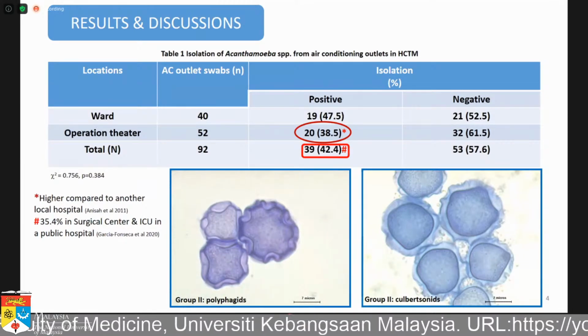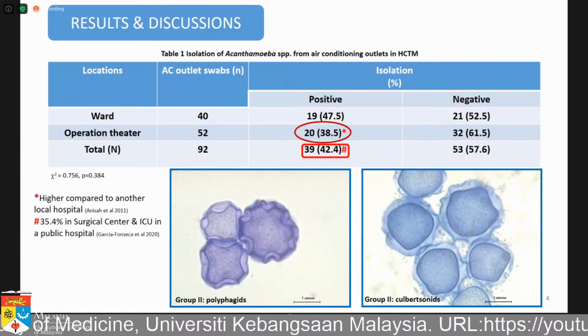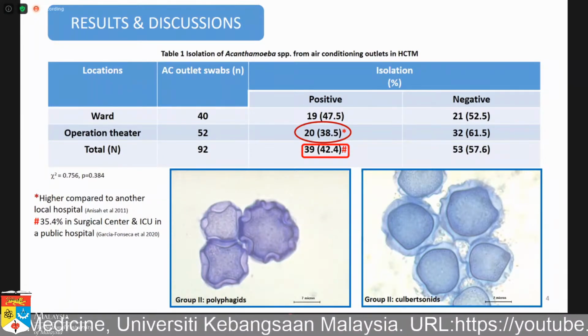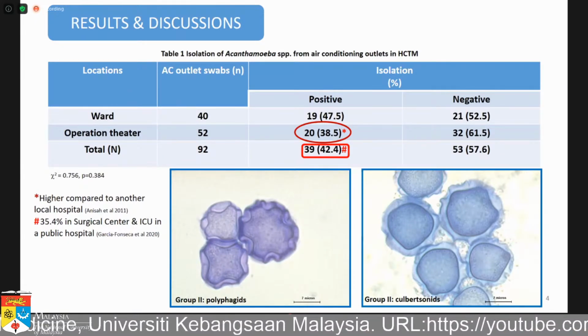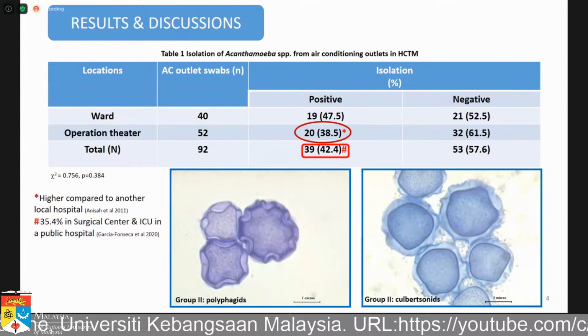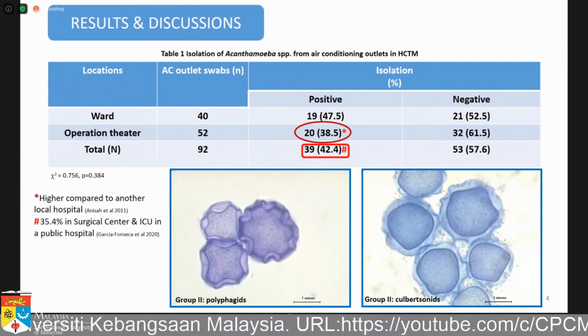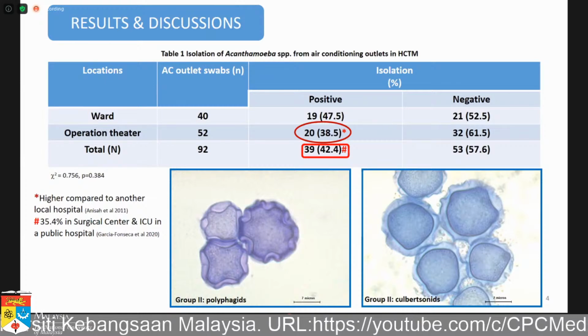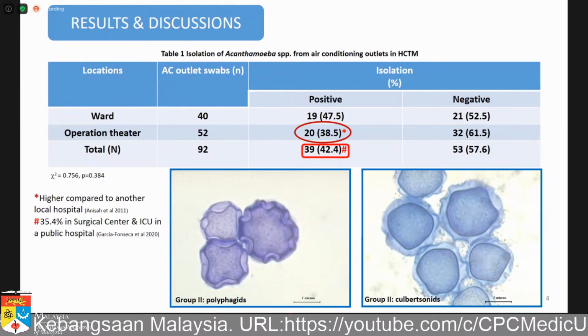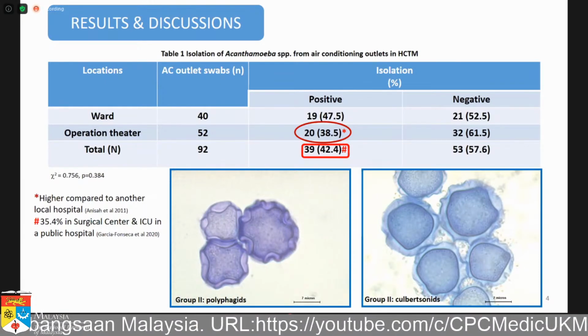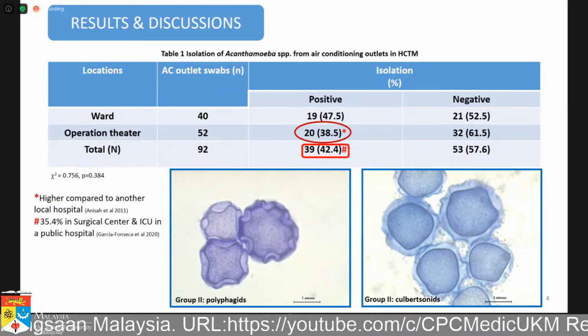And as an added information, during sampling, we managed to collect a big cloud of dust particles from the air conditioning outlets in certain locations. And this proposed that poor maintenance and improper cleaning involving all parts of the outlets and grills may contribute to a higher isolation rate in HCTM.